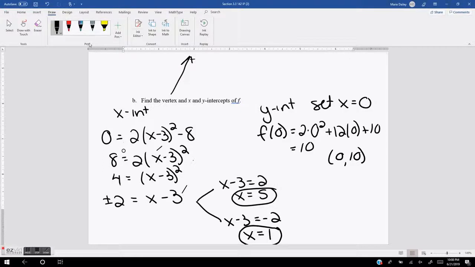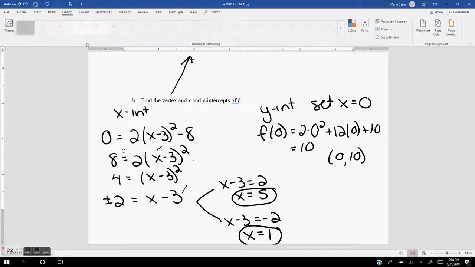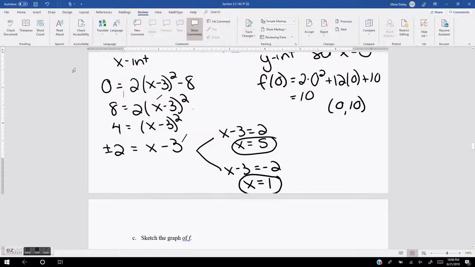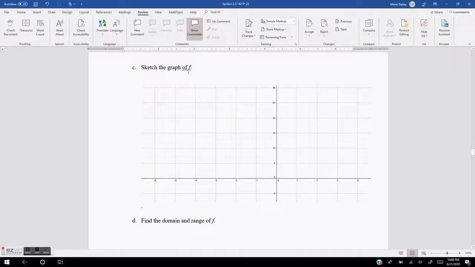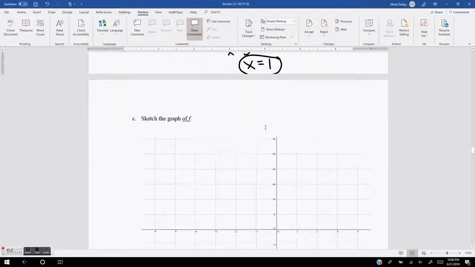Again, if you want to get more points, you can find those by plugging them into the equation. Okay. So then sketching our graph, we have our x-intercepts of 1 and 5.